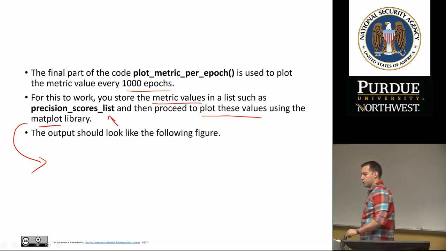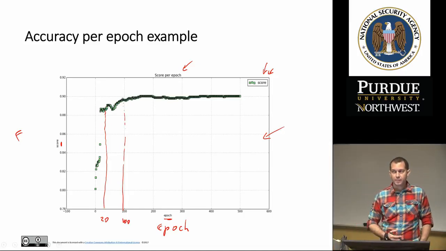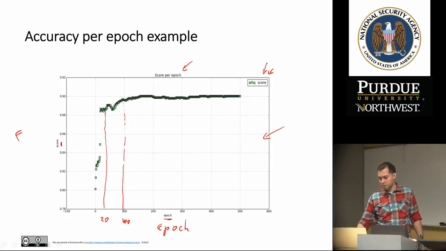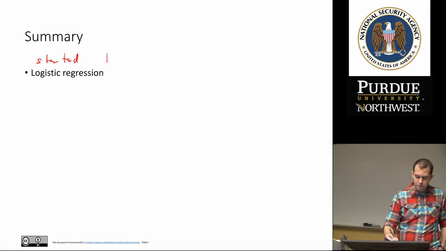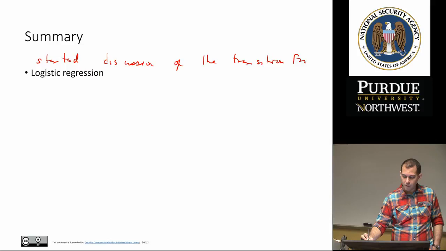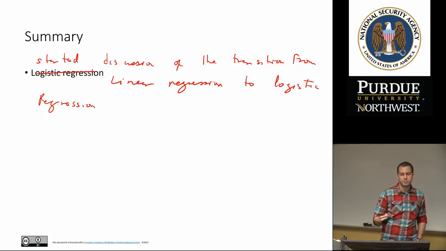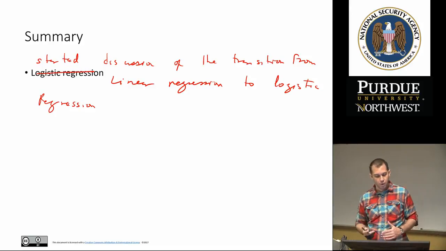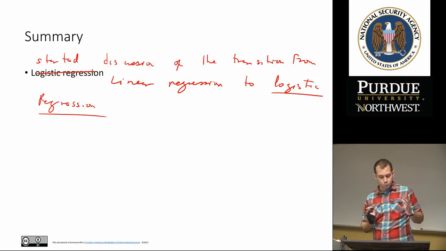And then, as I said, the output just looks like this graph over here. And this is very nice because it gives you a picture of how your algorithm is doing and how long it's taking to train with your data. So in summary, we actually started the discussion of the transition from linear regression to logistic regression. To keep the video a bit shorter, we're going to stop here, and then the next video will start with the logistic regression theory. We're going to talk about how we actually build the architecture.